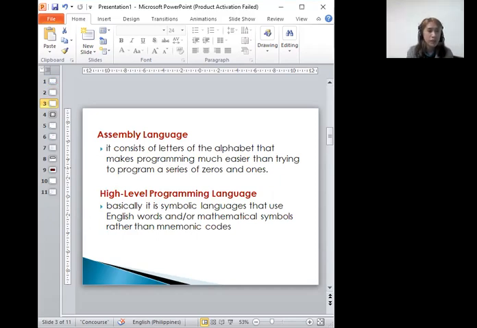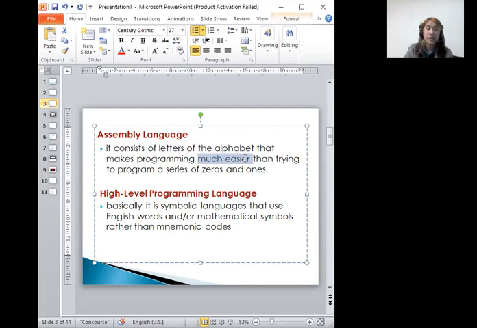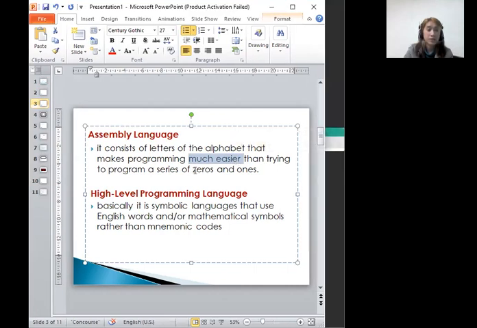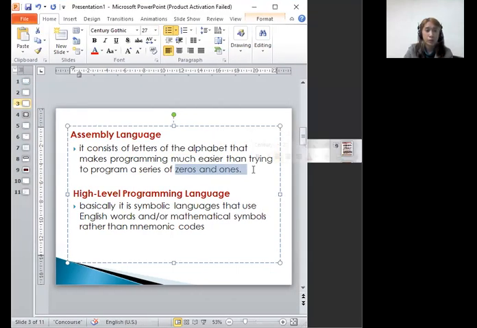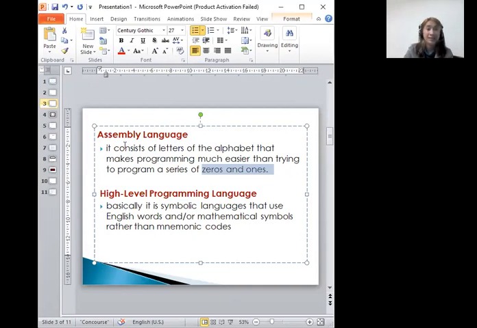The assembly language, it consists of letters of the alphabet that makes programming much easier than trying to program a series of zeros and one. Assembly language belongs to the second level of computer language and is much easier than trying to program a series of zeros and one, which is the machine code. So machine language and the assembly language are not the same.